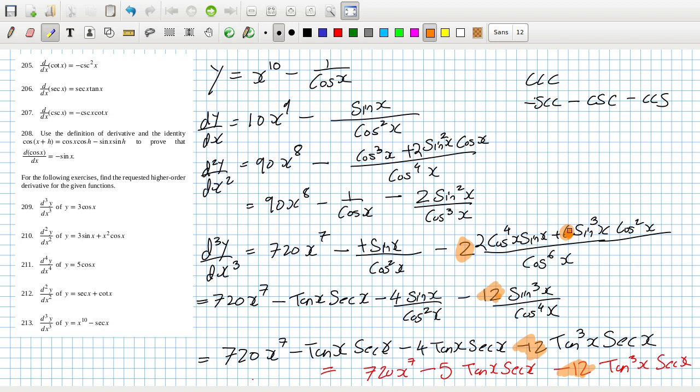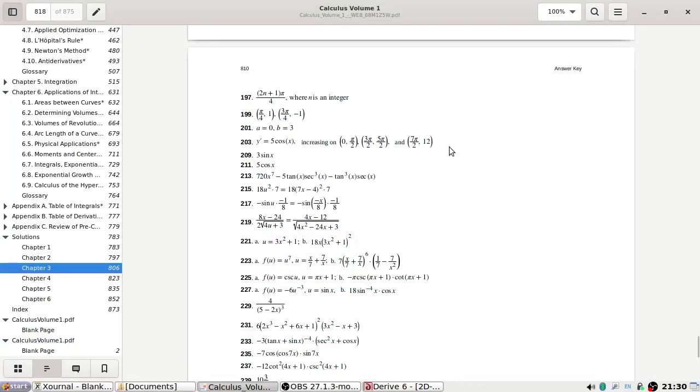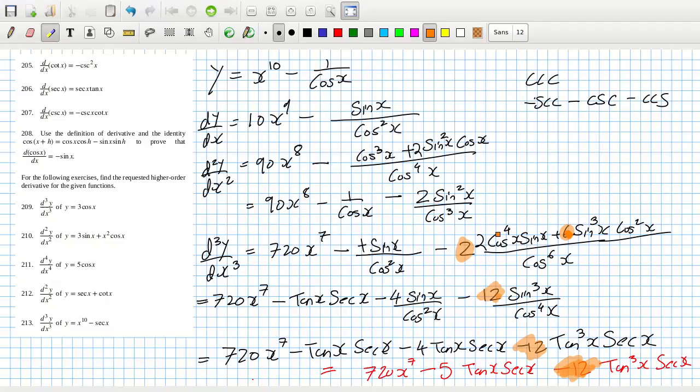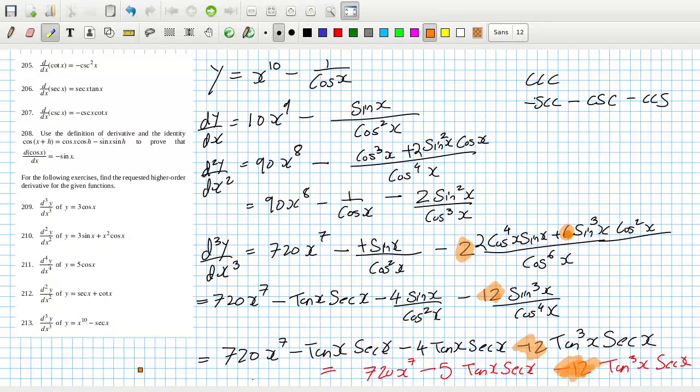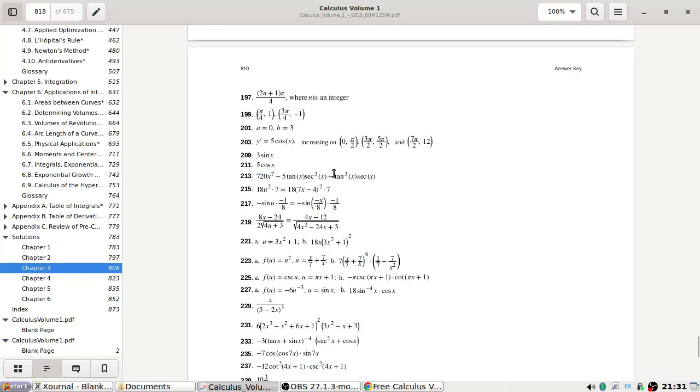Was there a 2 here? Yeah, it's the 2 on the top. So, I feel like they forgot the 12. Let me pause and check the errata list to see if this is noted. Oh, it's not listed. It's not listed. So either I made a mistake with the 6, or they just forgot the 12. Really feel like they forgot the 12.